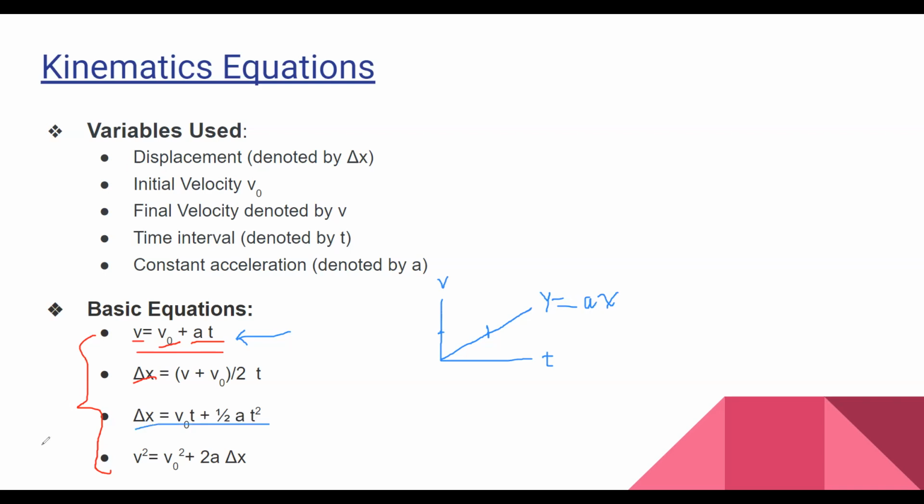The other one is this one. So delta x, your displacement, is equal to your initial velocity times t plus 1/2 of at squared. This might be a bit harder to understand, unless you know calculus and you know that the antiderivative is the area under the curve.